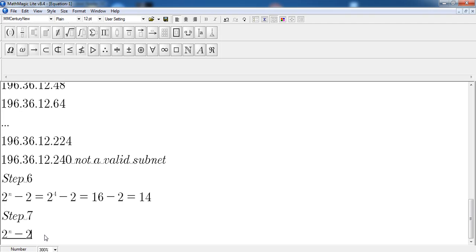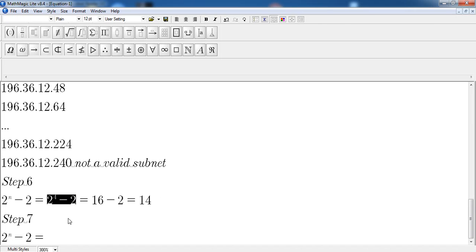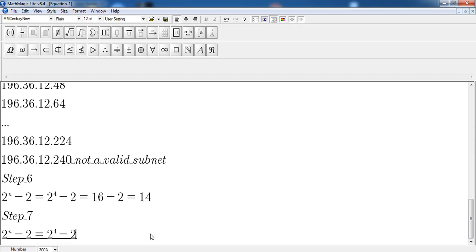The n here being not the number of bits borrowed for the subnet, but the number of bits remaining after we remove the bits used for the subnet. So that would be still 4. We use minus 2 because we don't use the last and the first host ID. So we still have 16 minus 2 equal to 14, giving us a maximum of 14 hosts per subnet. Okay, so that will be the last step.